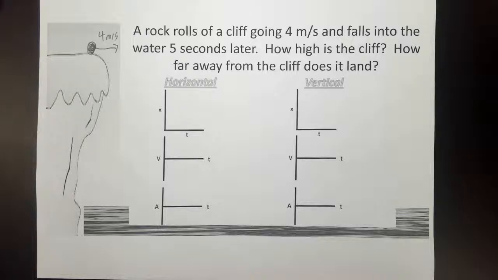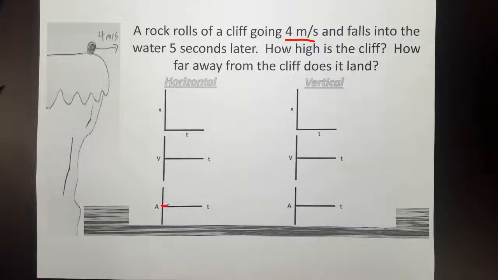Today we're going to be looking at a projectile motion problem, and this is one where there is no vertical velocity at first. A rock in this case is rolled off a cliff, and it's going 4 meters per second, but that 4 meters per second is going to be horizontal velocity, not vertical velocity. And then it hits the water 5 seconds later, and we're going to fill out these graphs down here below it and talk about how high the cliff is, how far away it lands, and we can find all that information.